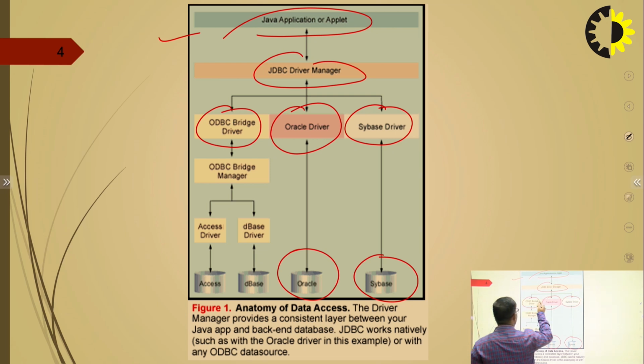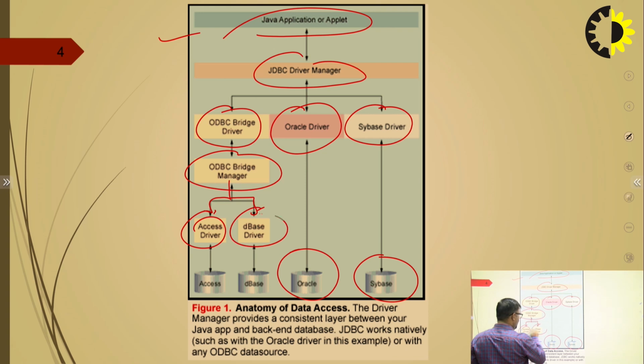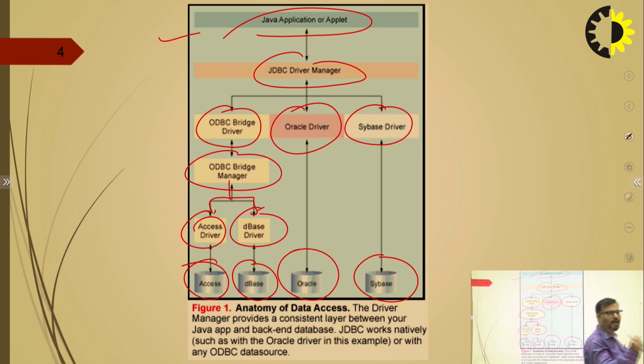But the ODBC driver manager will communicate with the ODBC bridge manager, and it is divided into two parts: the access driver and the database driver. Through the access driver, we will use Access, and the database driver also uses the database method. So this is the anatomy of data access. The driver manager provides a consistent layer between your Java app and the backend database. So JDBC works natively, such as with the Oracle driver or with any other ODBC data sources.